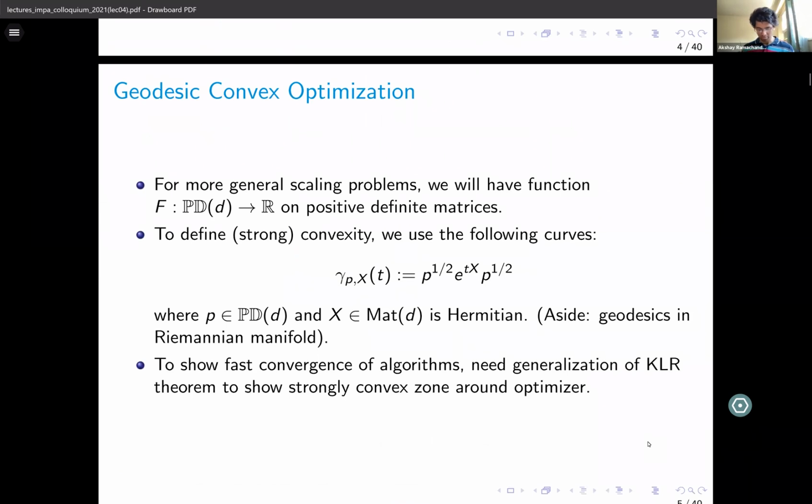Cool. But this is not enough just to have convex functions, right? Last time we needed this notion of strong convexity, and that's what gave us much faster convergence. And we needed to show that the optimizer of this problem is convex or strongly convex. And there was a theorem by KLR that we used last time. So we need to generalize that for tensor scaling as well. So we're going to have to come up with some new techniques to show that if the original point is strongly convex, then the optimizer is also strongly convex.